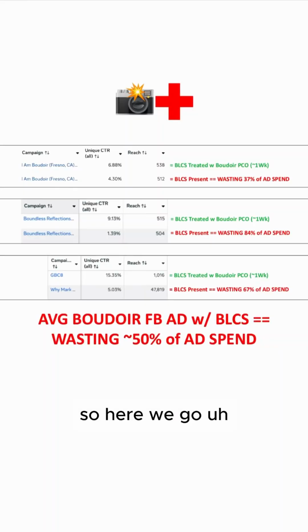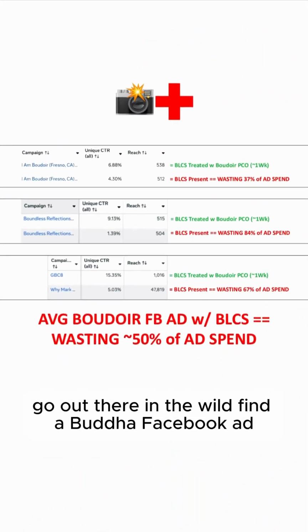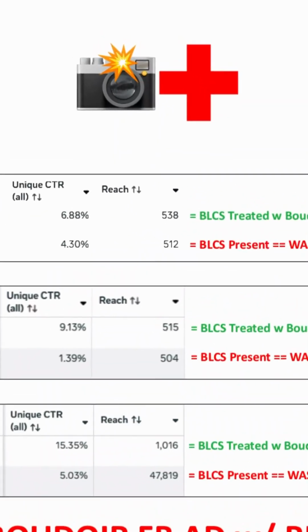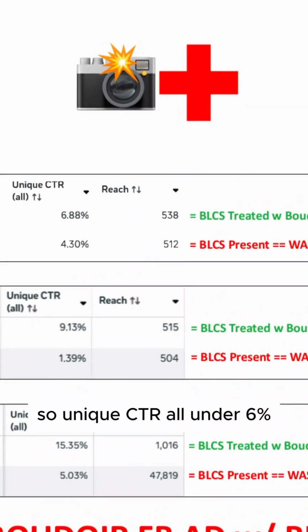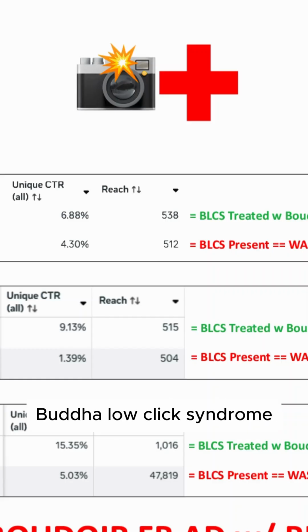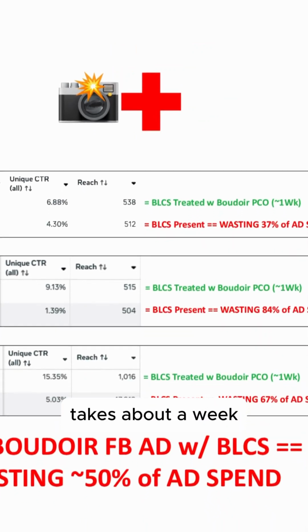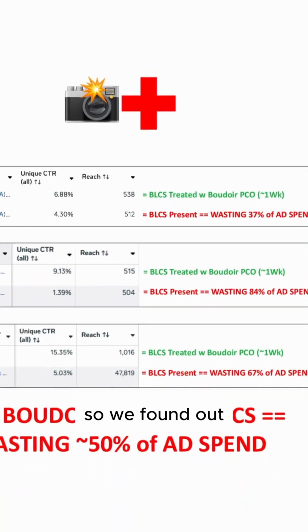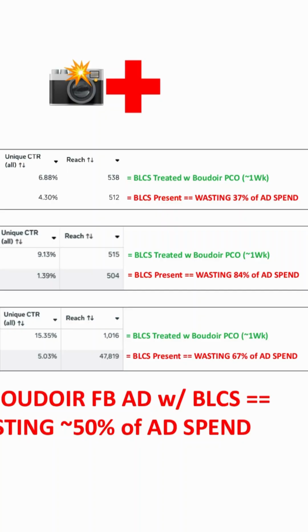So here we go. My residency, first part of it. Go out there in the wild, find a Boudoir Facebook ad, bring it back to the hospital, test it. We found the first one had a unique CTR of 4.3%. So unique CTR under 6%, we know that BLCS is present, Boudoir low click syndrome. So took that, treated it with Boudoir Pico, takes about a week, and we got the unique CTR up to 6.88%. So we found that the original Boudoir Facebook ad was actually wasting 37% of ad spend.